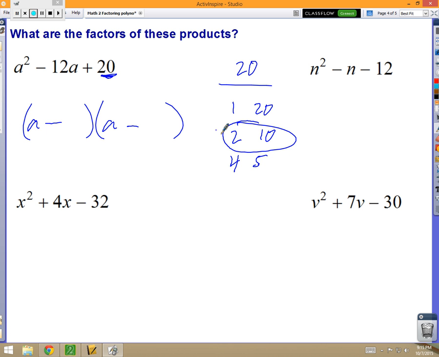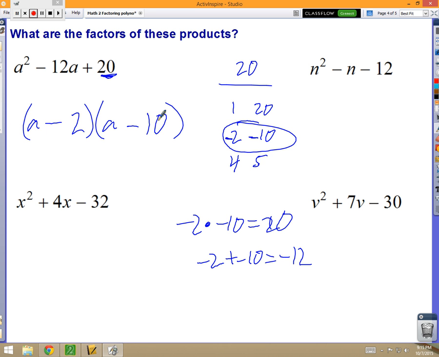And they both have to be negative, because a negative 2 multiplied by a negative 10 is a positive 20. But a negative 2 add a negative 10 is a negative 12. That's how they're getting the negative 12, and that's how they're getting the positive 20. Okay, the order does not matter. It doesn't matter which one you put the 10 in or which one you put the 2 in. The only thing that matters is the signs.